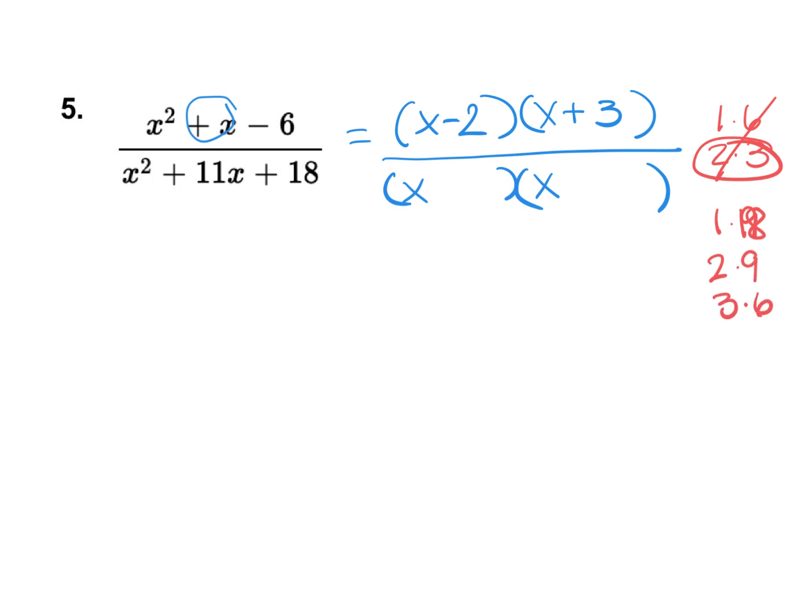So we're trying to make an 11. So looks like we want to use the 2 and the 9. So we have 2, 9, and plus, and plus.